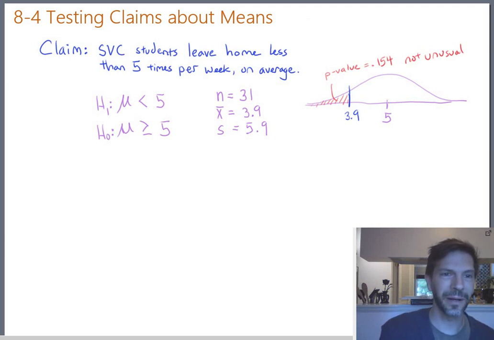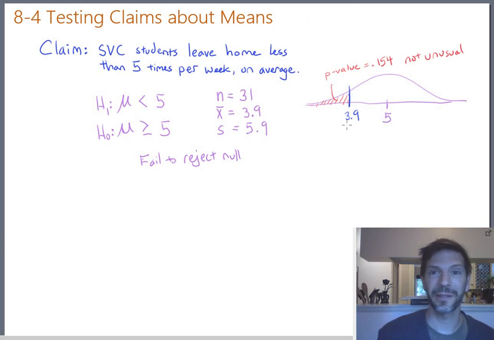So our conclusion about the null hypothesis is that we fail to reject the null. We can't reject the null here. And again, 3.9 is lower than 5. It's just not convincingly lower than 5. It's well within normal random fluctuation if 5 is true. Okay, so we fail to reject the null. Or if you like to say it the other way, don't reject the null.